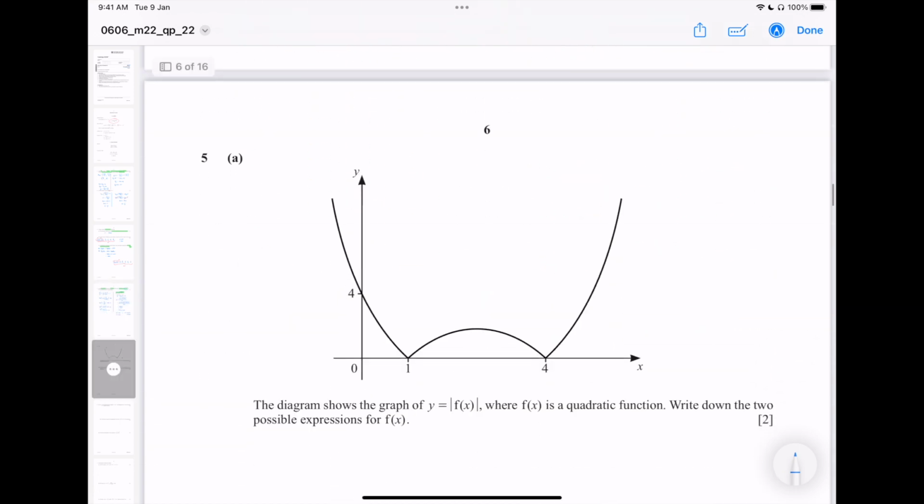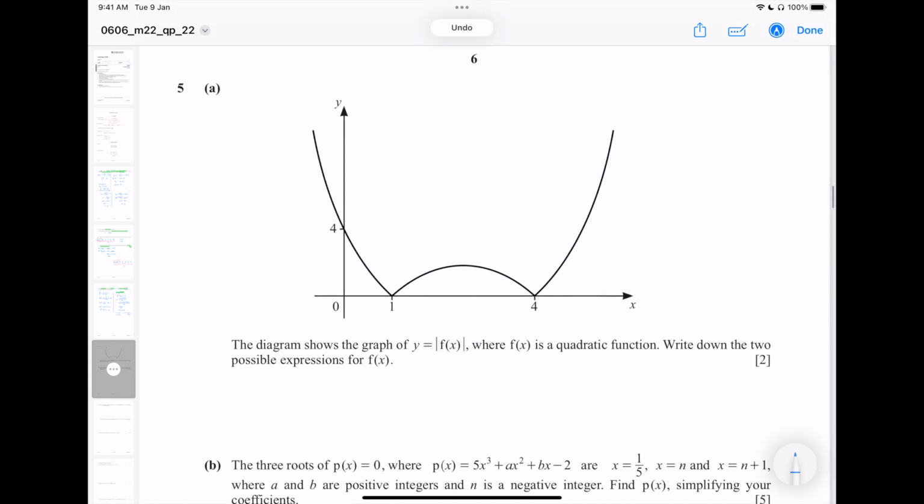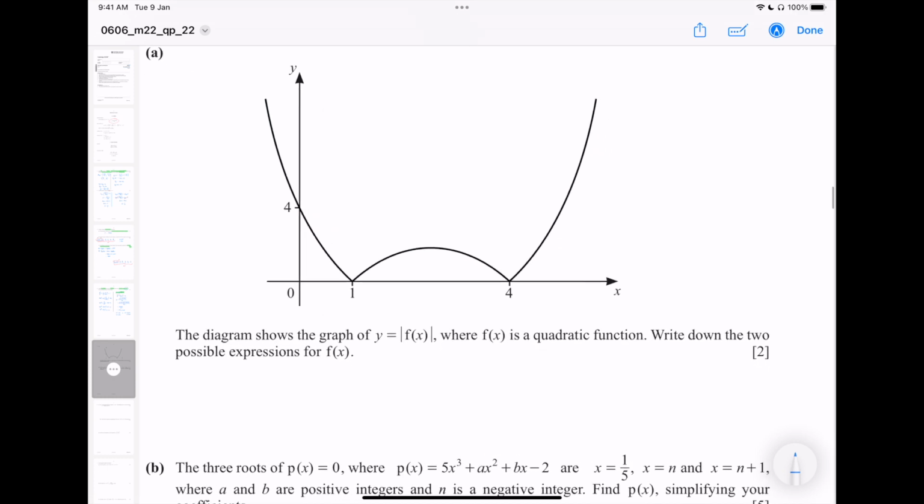Okay, let's keep going. The diagram shows the graph of that, where f(x) is a quadratic function. This is an absolute function. What it means is whatever negative numbers you have, you just push it forward and force it to be positive. That's what those lines mean. Okay, so write down the two possible expressions for f(x). Basically, they want the equation for f(x). Okay, that's what possible expressions mean.